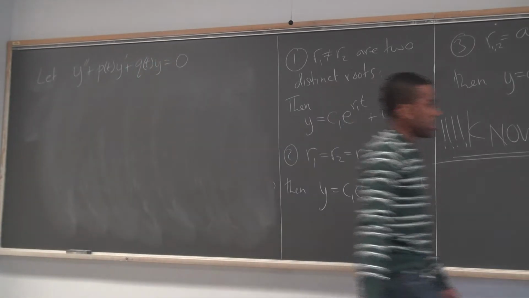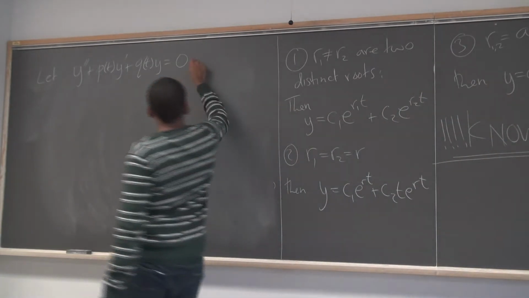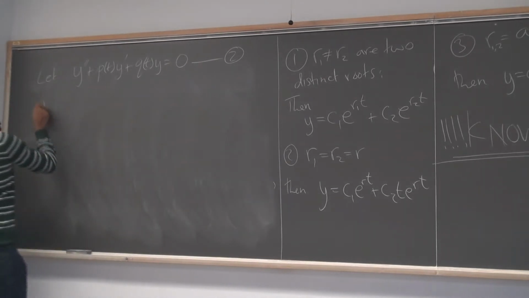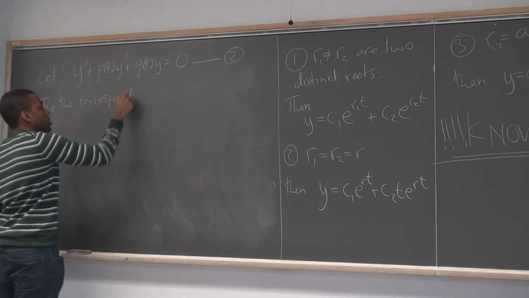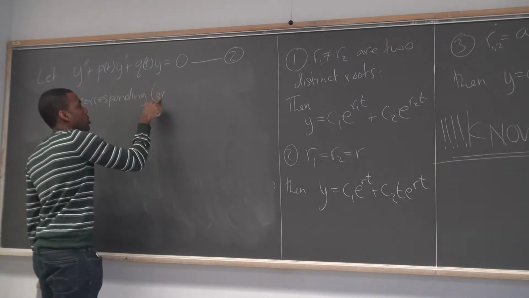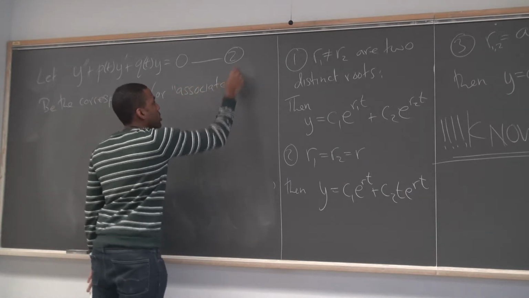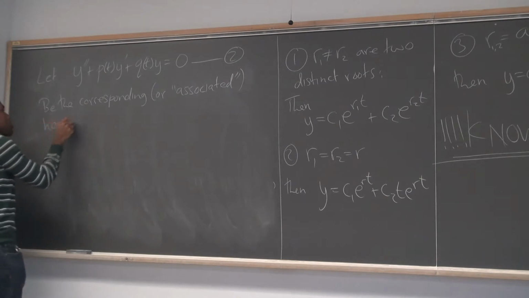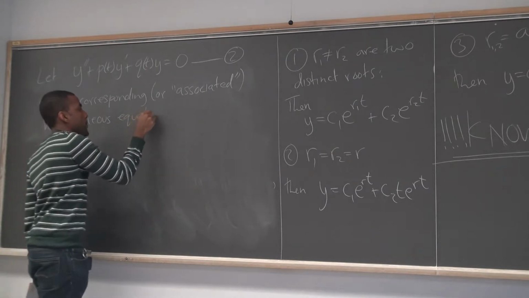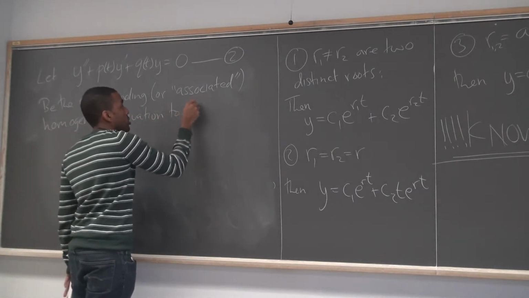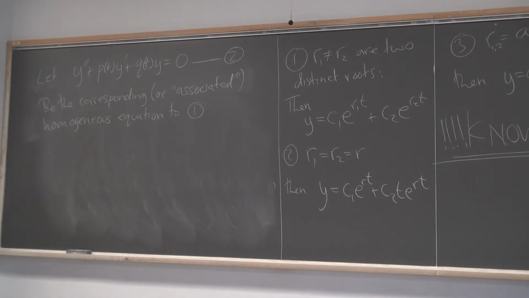So I'm going to name these because I'm going to be referring to them. Call this equation 1. Call this equation 2. And the corresponding, or it's called the associated sometimes, associated homogeneous equation. All right, so it's basically the same equation, but I put a 0 here. We call that the corresponding homogeneous equation.